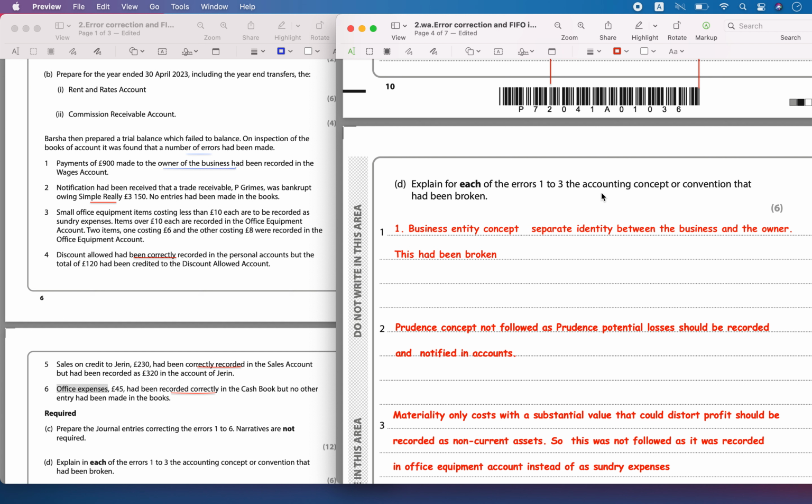Now, next question is explain for each group 1 to 3 the accounting concept or convention that had been broken. We can see that for the first one, drawings had not been recorded, so the business entity concept had been broken, where you had to keep the identity between the business and the owner separately. For example, the drawings made for any personal use by the business owner have to be included in the drawings account, and should not be recorded as expense.